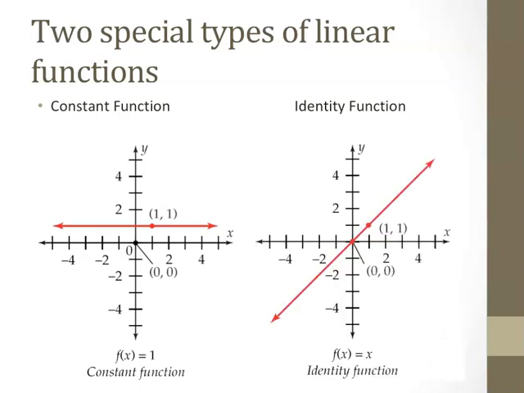And then the second one is the identity function. This is the function y equals x. It's called the identity function because your x and y values are always going to be identical to each other. So for example, 1, 1, 0, 0, 4, 4, -3, -3. So those are all identical. The x and y values are identical to each other, and so we call this the identity function.